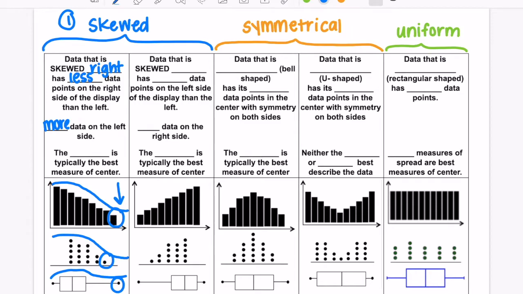Typically, because it's offset by that right side data, your median is going to be your best measure of center.